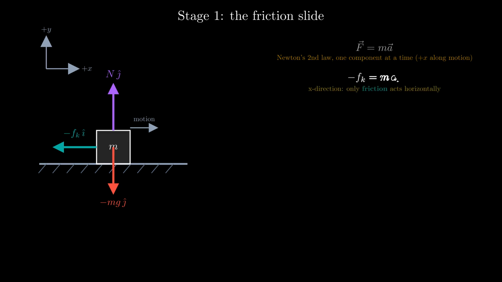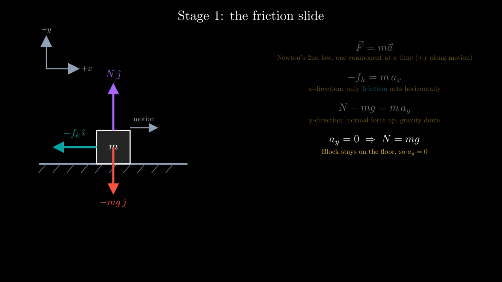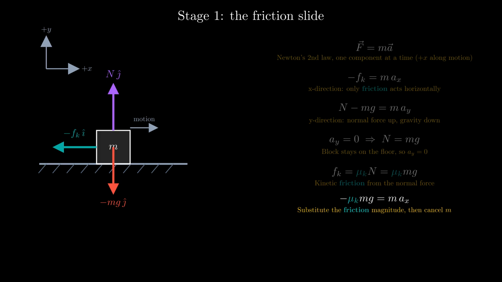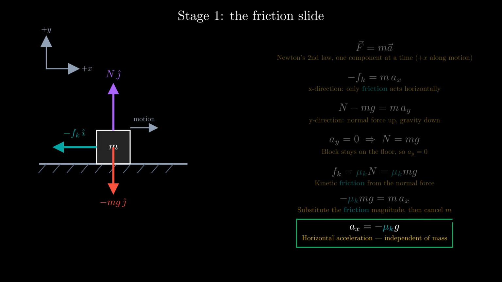Now apply Newton's second law one component at a time. In the x direction, negative f sub k equals m times a sub x. In the y direction, n minus m times g equals m times a sub y. The block never leaves the floor, so its vertical acceleration a sub y is 0. And the second equation gives n equals m times g. Kinetic friction is mu sub k times n, which is mu sub k times m times g. Substitute that into the x equation and cancel the mass. The horizontal acceleration is a sub x equals negative mu sub k times g.